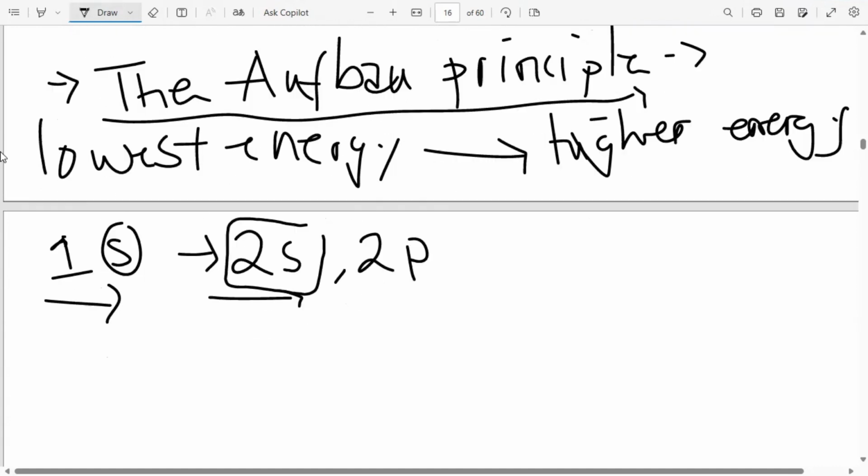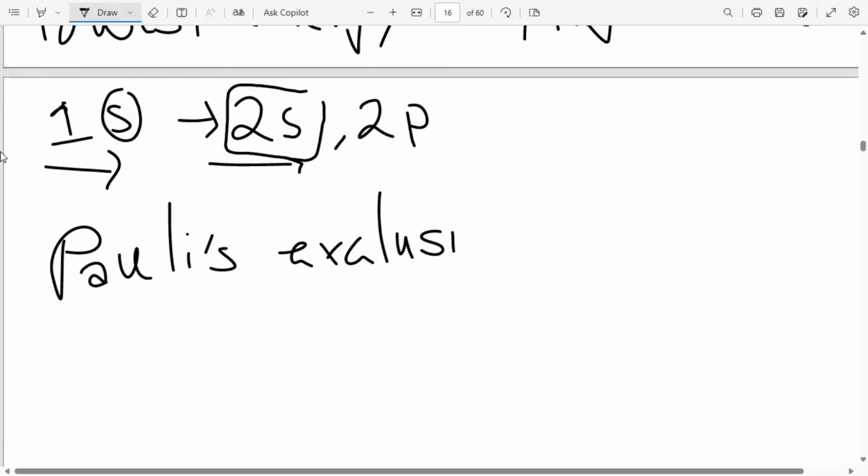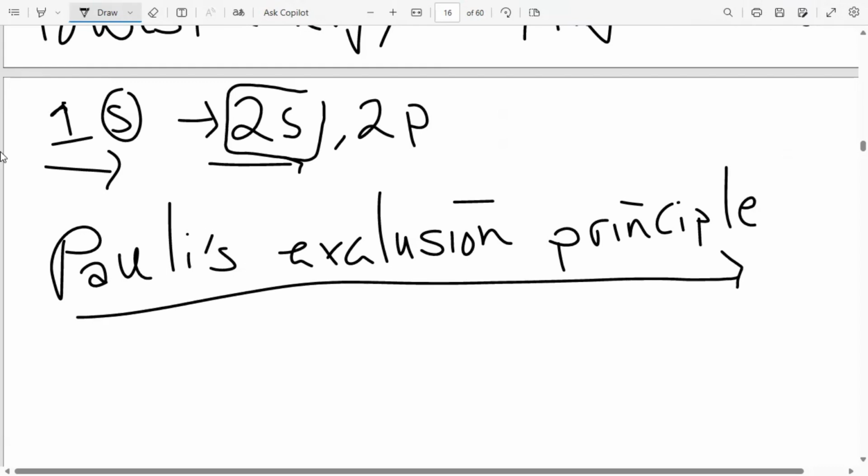The next one is what we call Pauli's exclusion principle. So what does Pauli's exclusion principle actually talk about? This one states that each atomic orbital can hold a maximum of 2 electrons, and these 2 electrons must possess opposite spins.